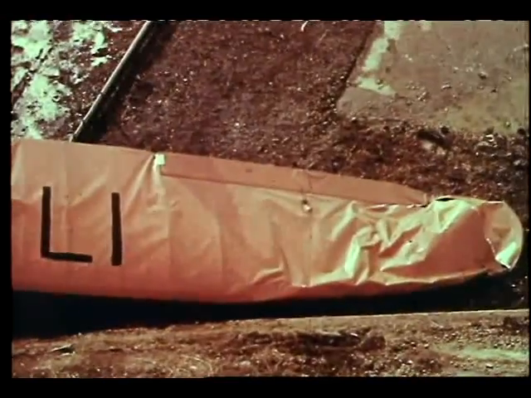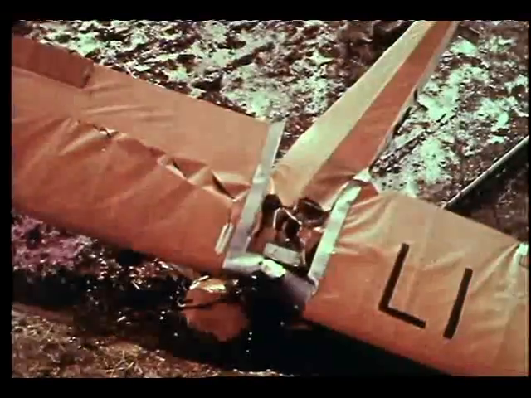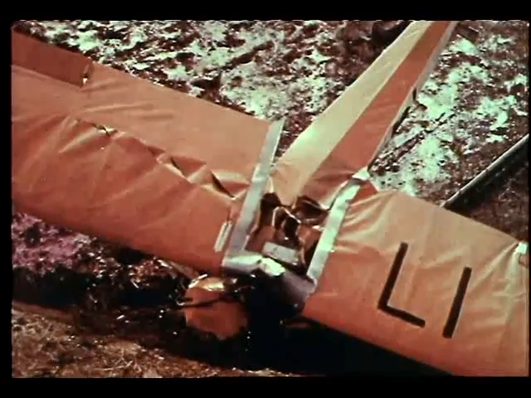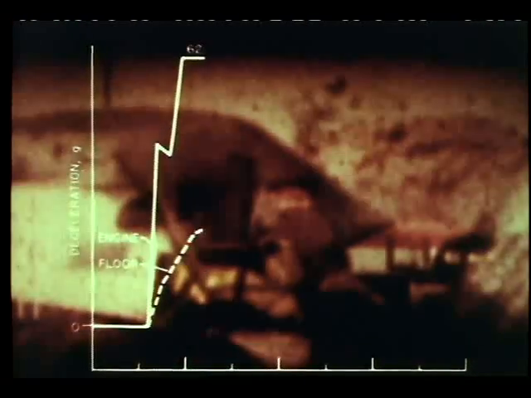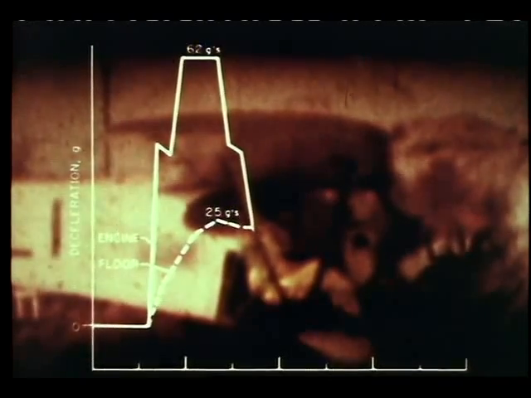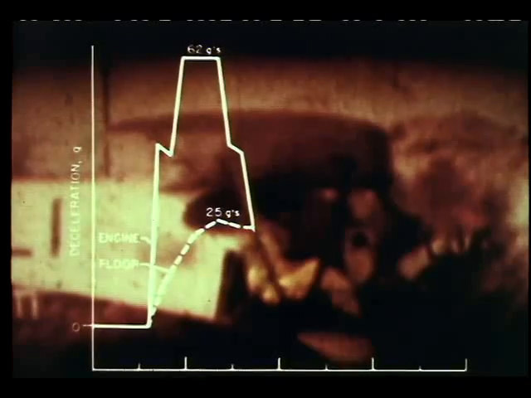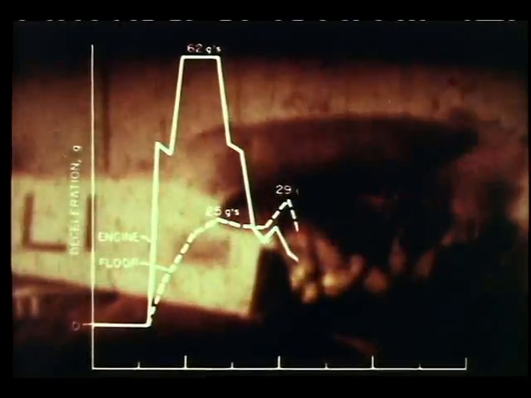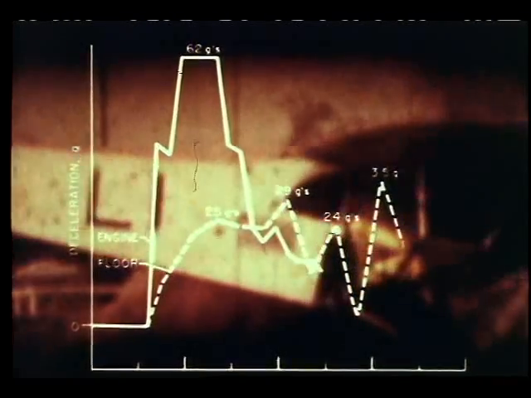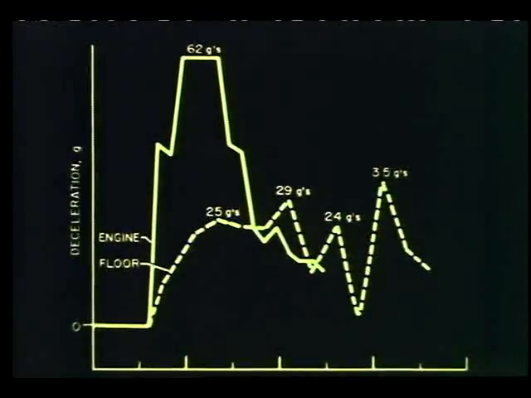Notice in the next motion picture sequence that the engine deceleration rises immediately upon impact, whereas the floor deceleration rises gradually until extensive crumpling of the fuselage force structure has taken place. This crumpling of the fuselage absorbs a considerable portion of the crash energy. When the force structure has crumpled and the load is applied directly to the fuselage floor, the engine and floor decelerate at about the same rate. The peak deceleration of the engine was 62 G's, while the floor had a peak of only 35 G's.